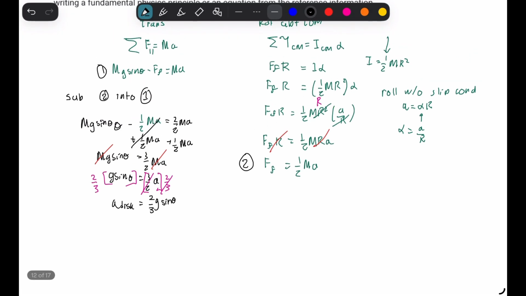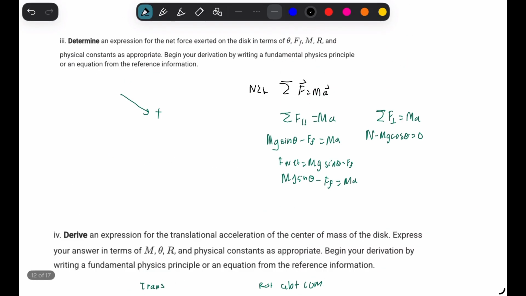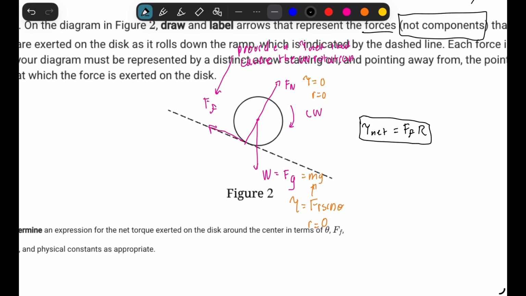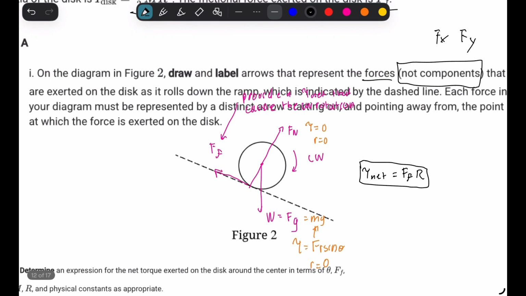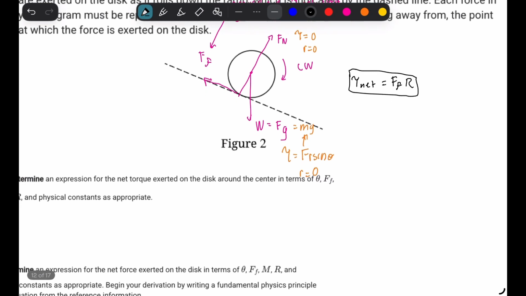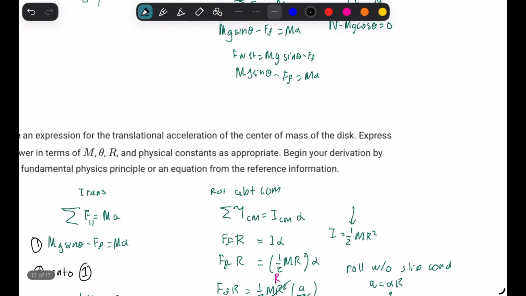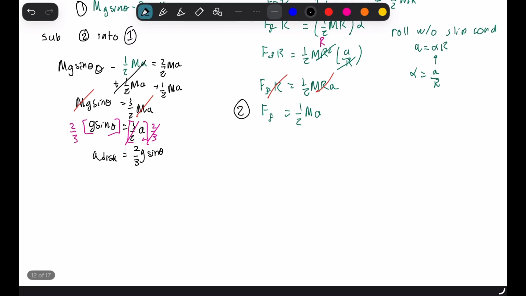So we have to remember, let's look back at everything we've done so far. The component of gravity down the ramp is going to translate the disk, and then through friction, that's how we get the rotation. So that translational acceleration is going to be less than g sine theta. We had that the coefficient is 2/3 g sine theta right here, right?